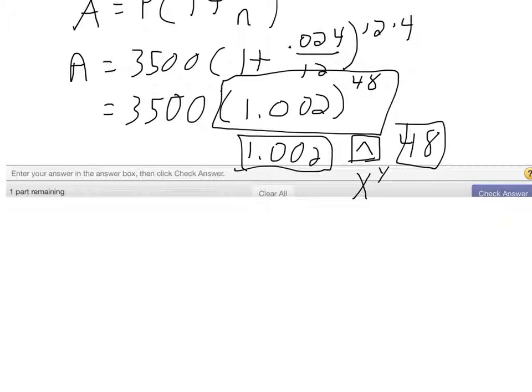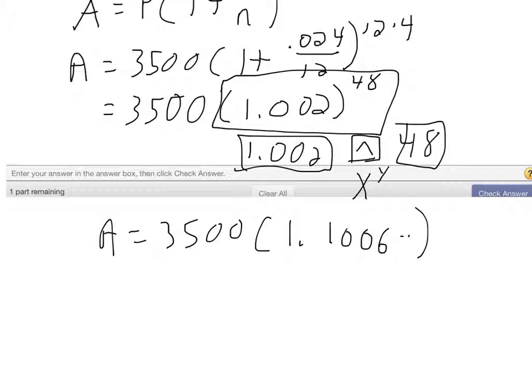And so I have A equals 3,500 times 1.1006. It gives me a lot of digits. I'll leave those digits in there and multiply it by 3,500. And I get 3,852.29. So that's how much you're going to end up with: $3,852.29.